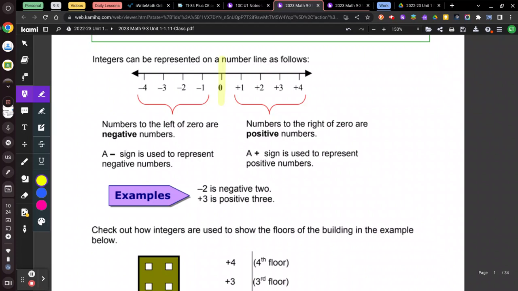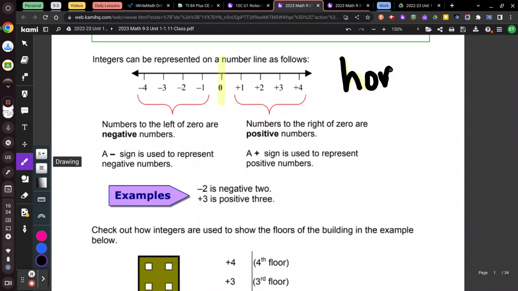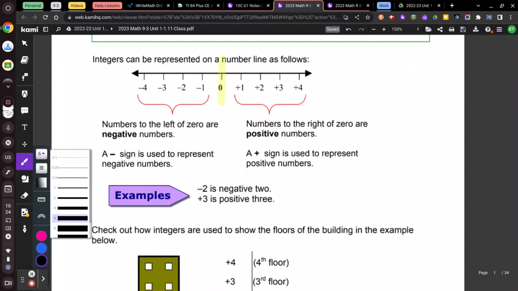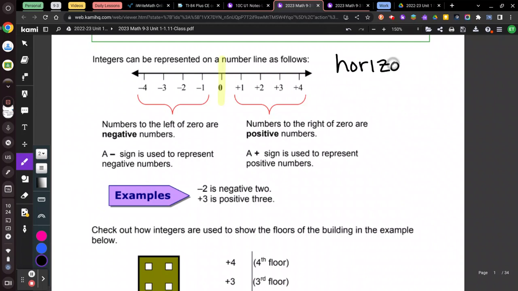So here we have a horizontal. Whoopsie, that's still in highlighter form. Oh boy. Look at how thick that line is. I'm going to have to change the thickness of my line. There we go. So this is a horizontal number line. Then we get to look at vertical number lines.